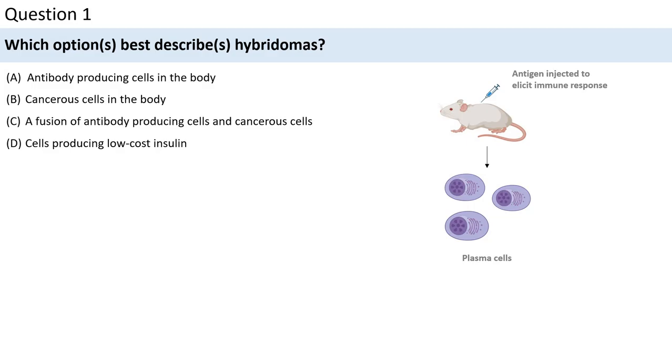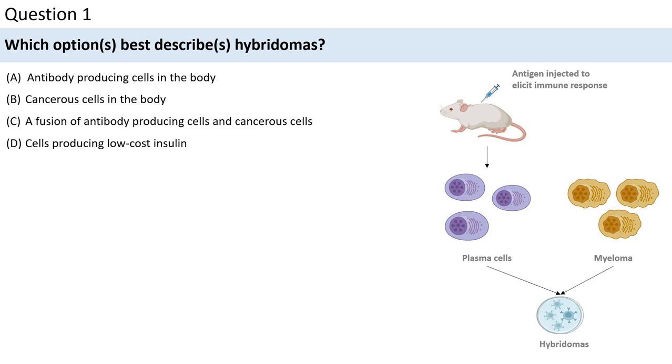For that, what has to be done? What we know about cancer cells is that the replication rate is very fast. They can replicate very fast, and these cells are very long lived. That's why cancerous cells are selected for this purpose. So the myeloma cells are isolated, or can be taken from a pure culture. These plasma cells and myeloma cells are combined and fused to produce the hybridomas.